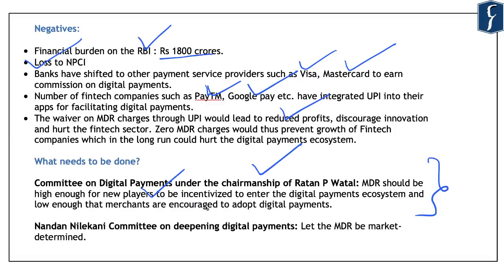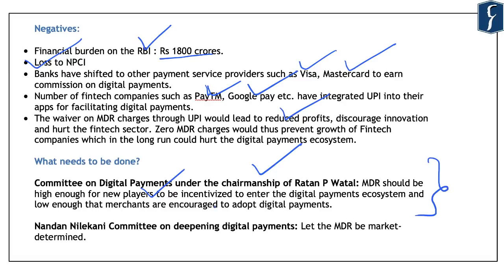And the Nandan Nilekani committee has recommended that the MDR should be market determined and there should be no role of the government in this regard. So while concluding, the author says that the government should provide for a lower MDR on the QR codes, UPIs or the RuPay debit card, etc. And this should be accompanied by tax incentives to merchants who accept the electronic transactions and should promote incentive schemes to improve the popularity of the QR code transactions in India.